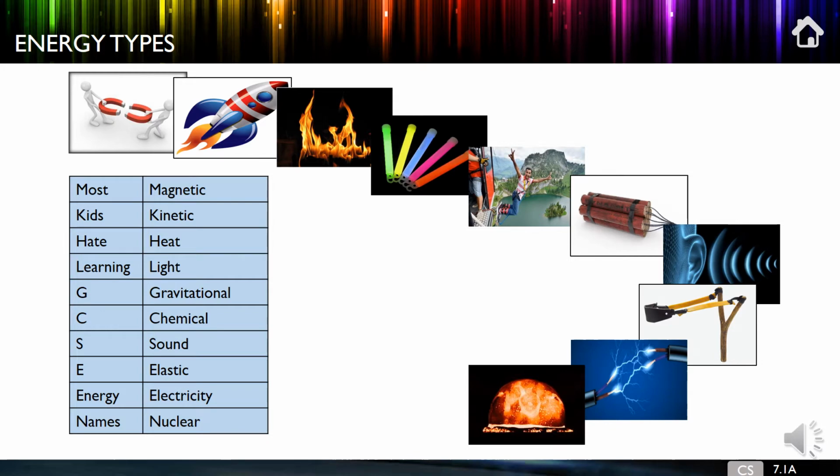Now there are a few different schemes for listing different types of energy, but this is one that I like. As a mnemonic, most kids hate learning GCSE energy names, so that gives you magnetic, kinetic, heat and light, by which we understand EM waves, gravitational potential energy, chemical, sound, elastic, electricity or electrical, and nuclear. So we've got a couple of different images to illustrate those here for you.